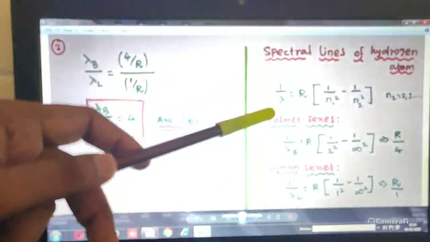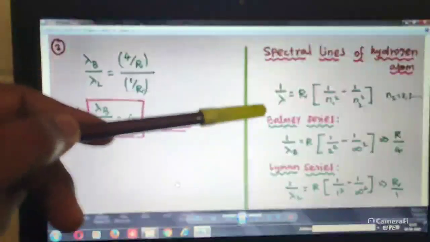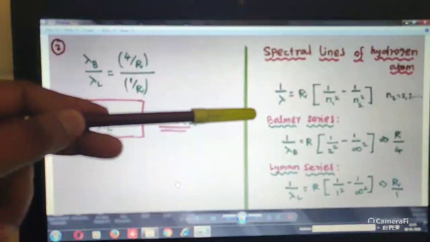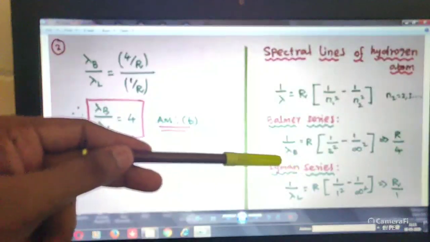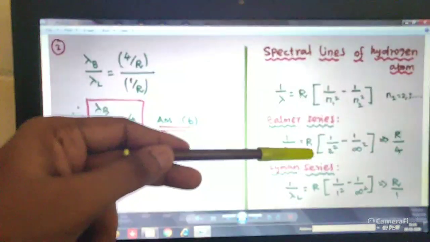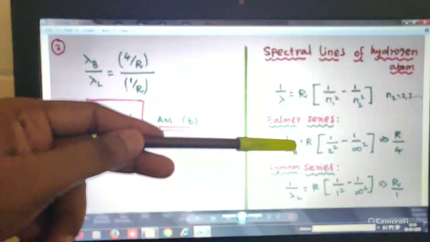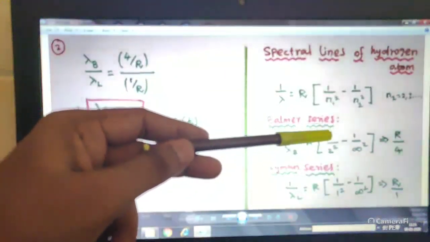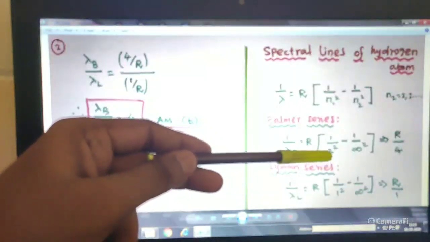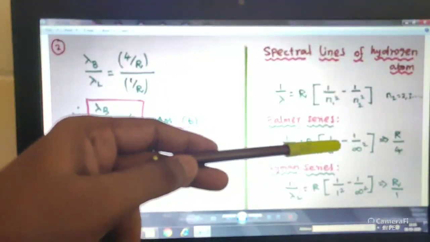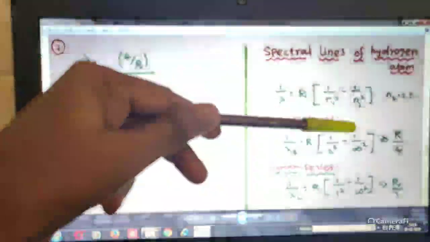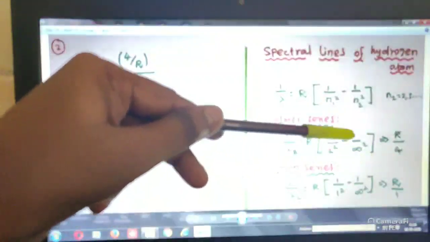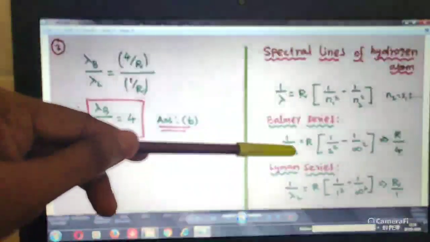Now we are going to compare Balmer and Lyman. Let's write for Balmer: 1 by lambda b is equal to R into (1 by 2 squared minus 1 by N2 squared), since Balmer is the second level so N1 becomes 2. They said last line, so N2 is infinite, so 1 divided by infinite squared is 0, since anything divided by infinite is 0. So 1 by lambda b is equal to R divided by 4.